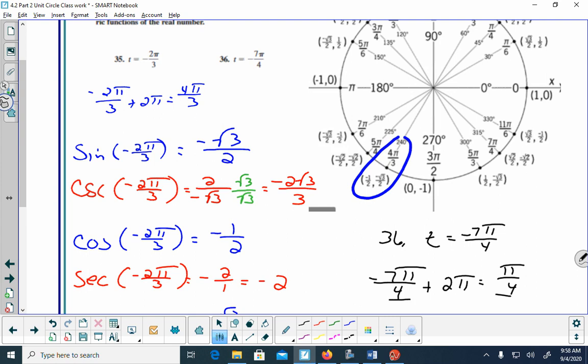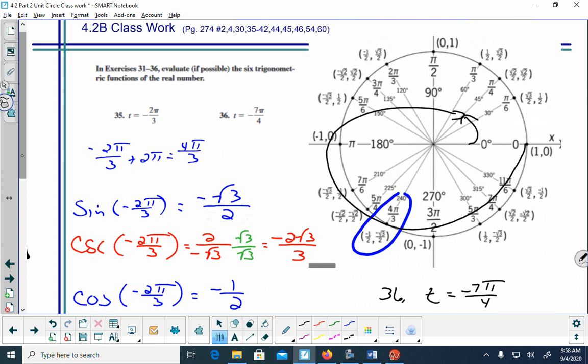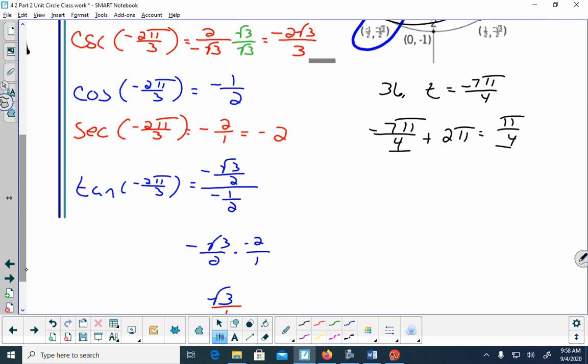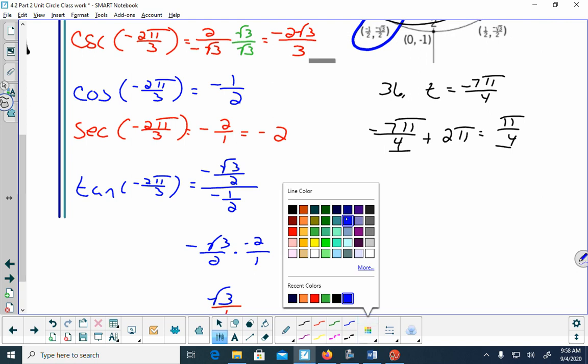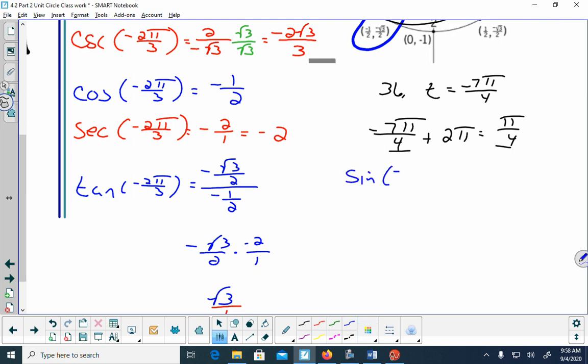Remember, these two have the same ordered pair, so I could go negative 7 pi over 4 to end up at pi over 4, or I could just go to pi over 4. Either way, my ordered pair is still going to be the square root of 2 over 2. So my sine of negative 7 pi over 4 is going to be a positive square root of 2 over 2. My cosine of negative 7 pi over 4 is going to be a positive square root of 2 over 2.